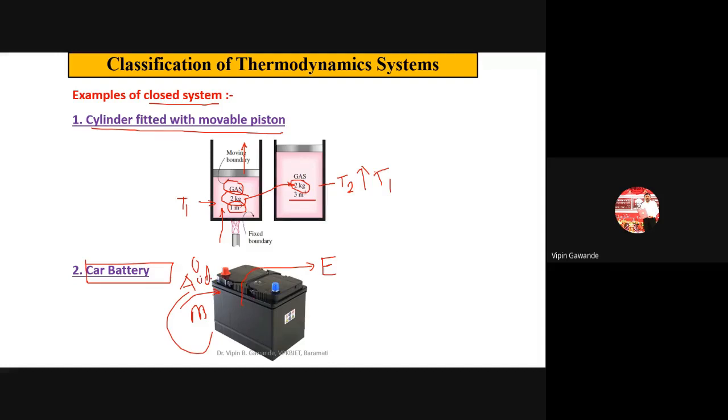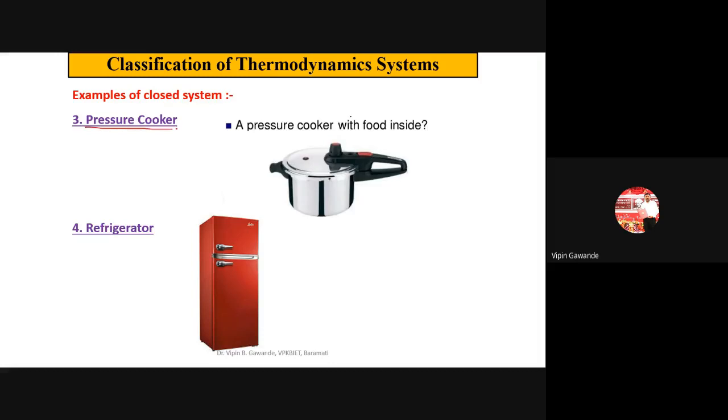Then we have the pressure cooker. Now this is a well-known example. When we cook something here, the mass of that food inside this pressure cooker we consider as constant, while there is the exchange of what? Energy. During the cooking, there is exchange of energy, but the mass inside will remain constant. So that's why this is also our closed system. When mass is constant, that is our closed system.